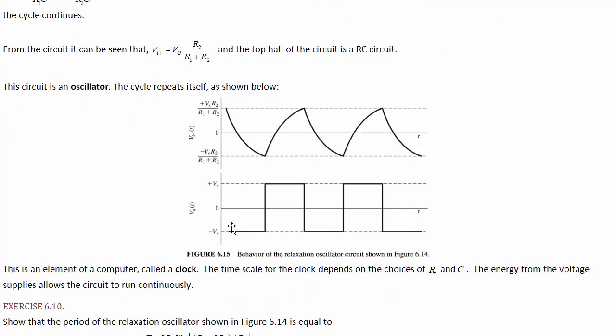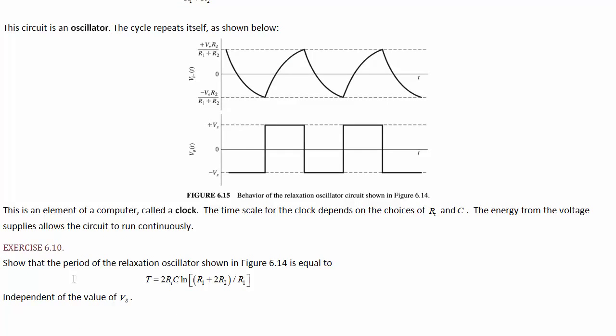This is a way to generate a clock in a computer. In digital circuits, we often use a clock pulse. We needed this kind of square wave going between 1 and 0, or positive voltage and negative voltage, to run a lot of our digital circuits.